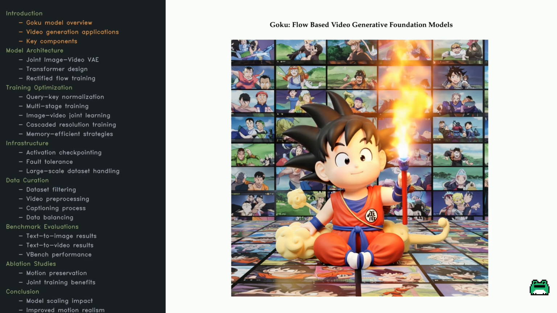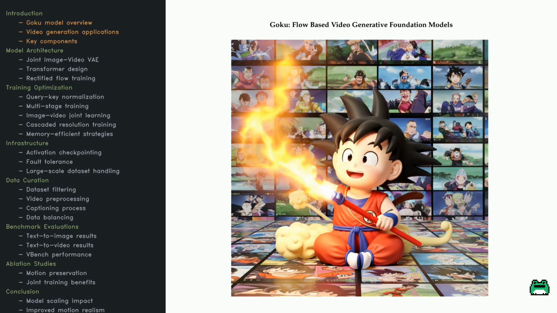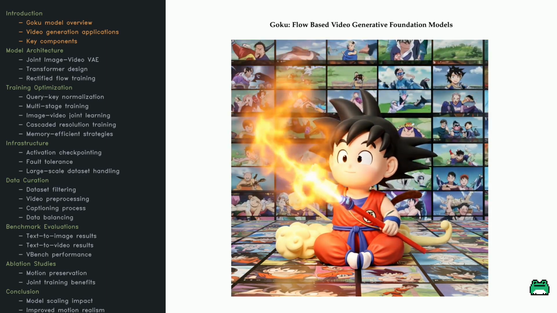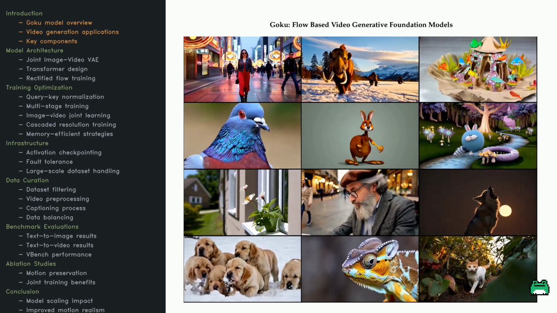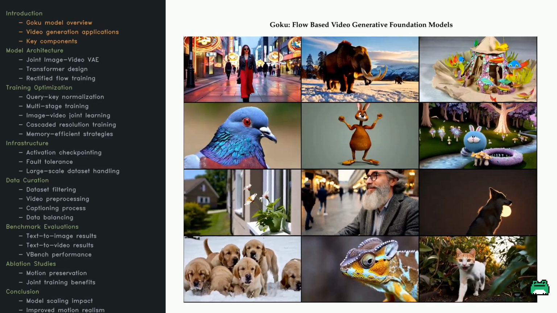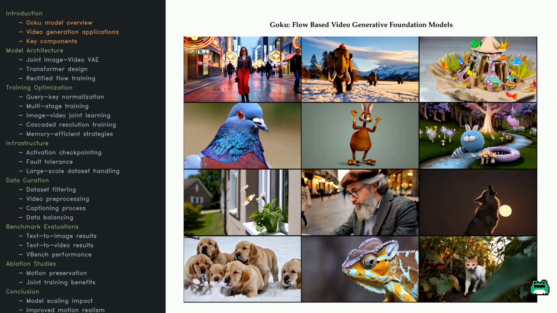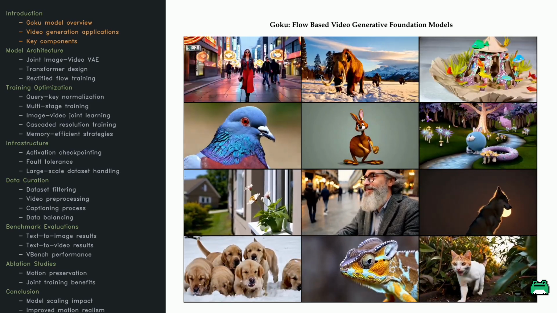Into video, just like that. Let's meet Goku. Unlike standard diffusion models, Goku uses rectified flow transformers, a smoother, more direct way to learn how to transform noise into realistic images and videos, leading to faster training and sharper results.